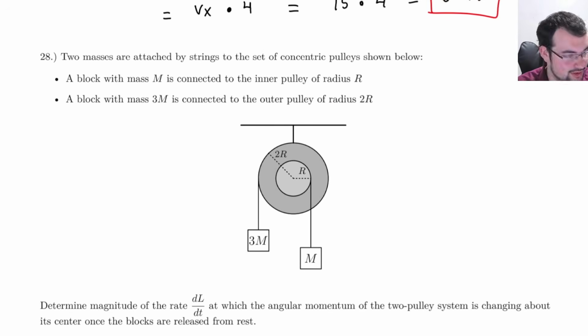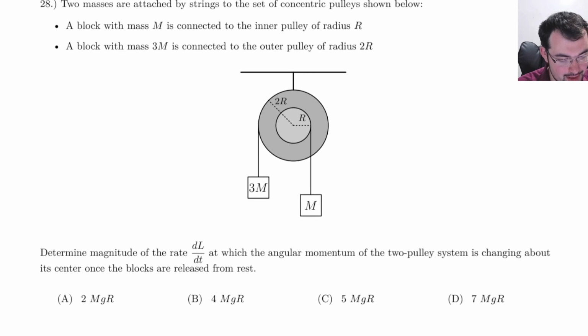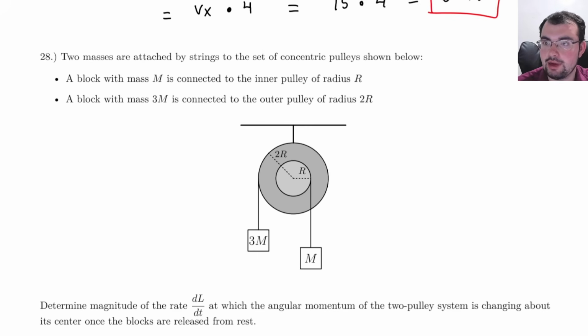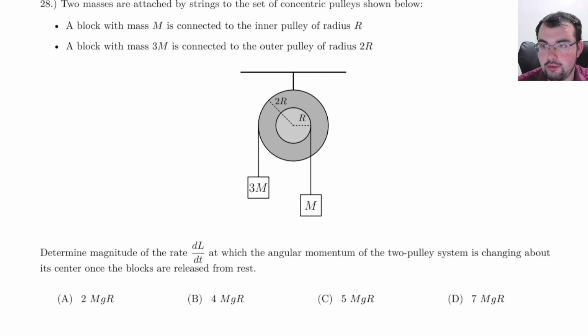All right, 2 masses are attached by strings to the concentric pulleys shown below. Determine the magnitude of the rate dL/dt at which the angular momentum of the 2 pulley system is changing about its center once the blocks are released from rest. Well, we have this sort of pulley here, and we know each of these masses are going to be pulling down with their individual weights. So we have an mg at the inner pulley, and we have a 3mg acting on the outer pulley.